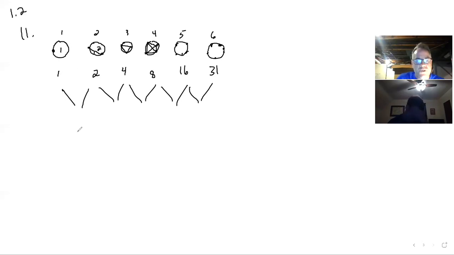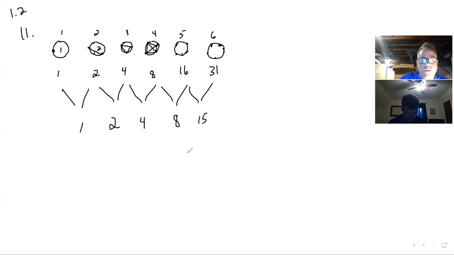2 minus 1 is 1. 4 minus 2 is 2. 8 minus 4 is 4. 16 minus 8 is 8. And 31 minus 16 is 15.